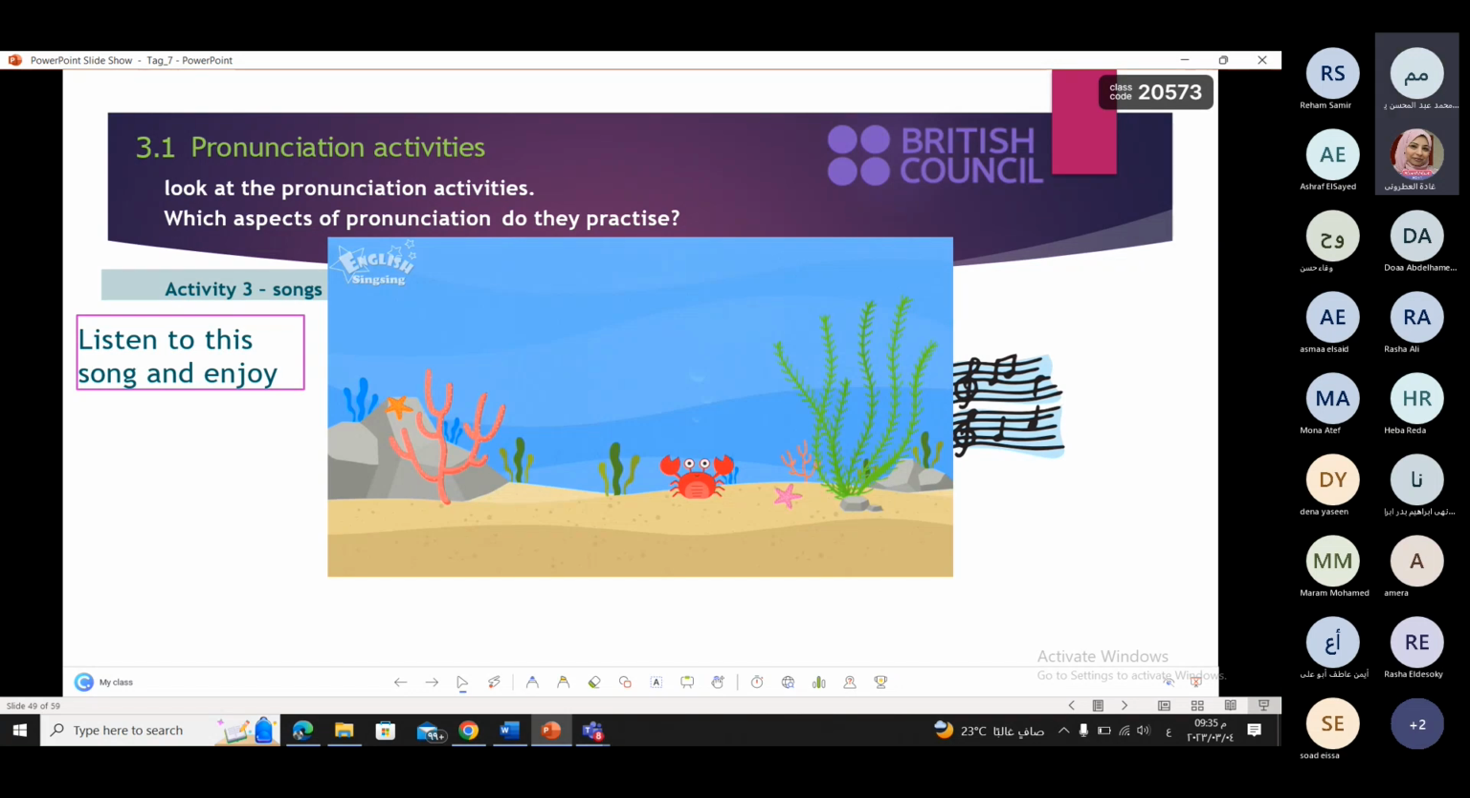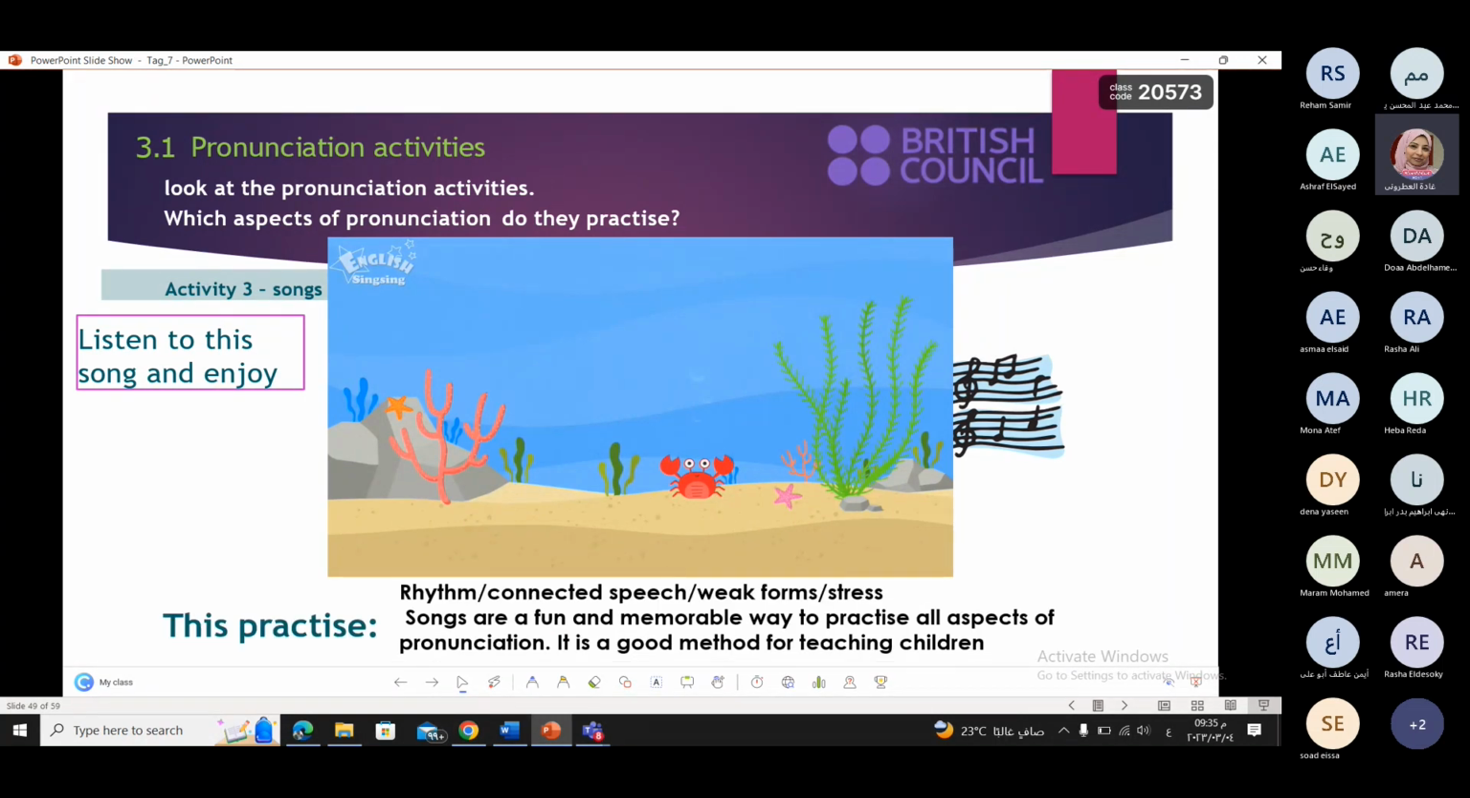Homophones. And yes, excellent, Mr. Muhammad. Okay, so it can teach the students the rhythm, the connected speech, the weak forms, and also the song is a fun and memorable way to practice all aspects of pronunciation. So it is a good way to teach students songs in order to enjoy and practice pronunciation as well.